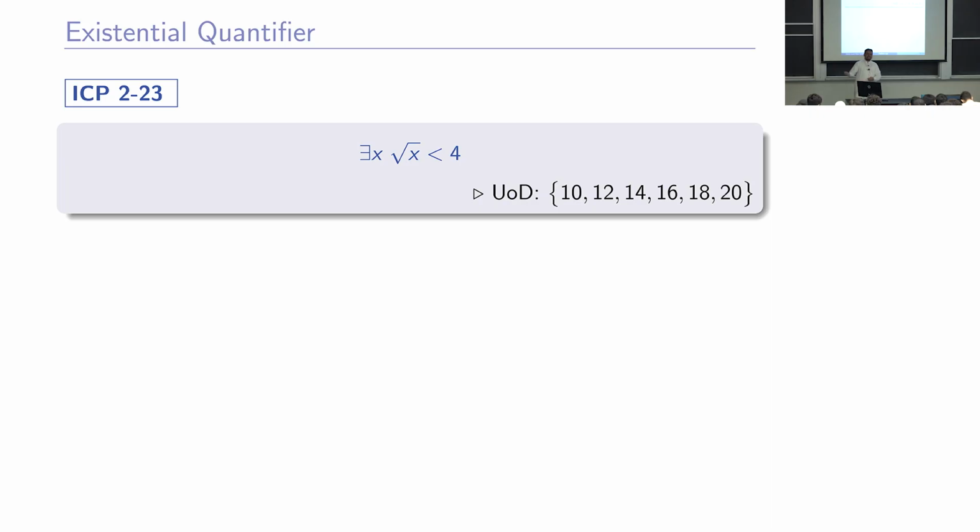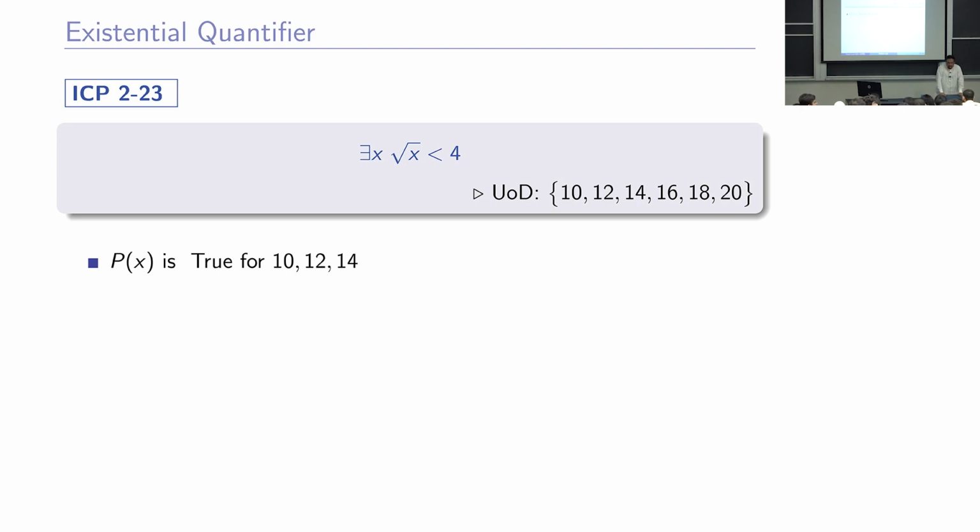Good. Square root of 10 is less than 4. That's a good enough reason. One example will prove this to be true, right? Even though there are 3 non-examples, the statement is still true.